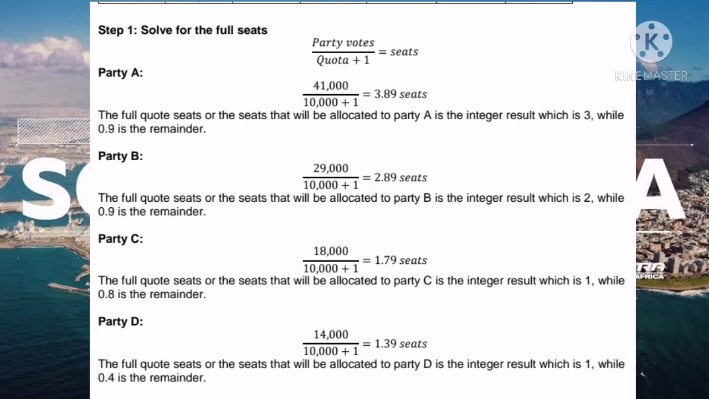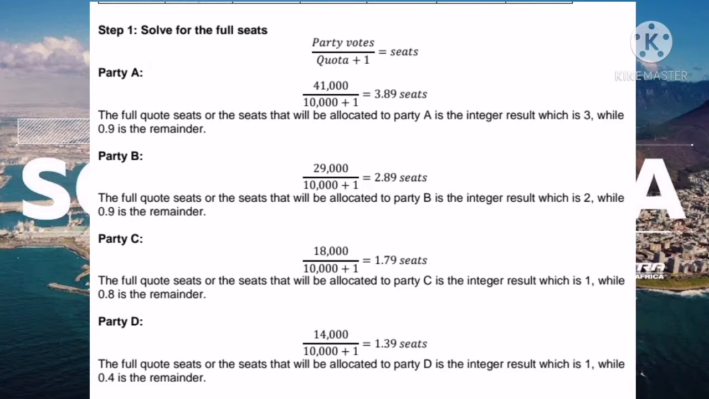The full quota seats that will be allocated to party A is the integer result, which is 3, while 0.9 is the remainder. In party B, 29,000 over 10,000 plus 1 equals 2.89 seats. The full quota seats allocated to party B is the integer result, which is 2, while 0.9 is the remainder. In party C, 18,000 over 10,000 plus 1 is equal to 1.79 seats.